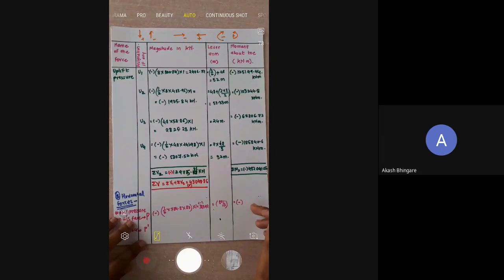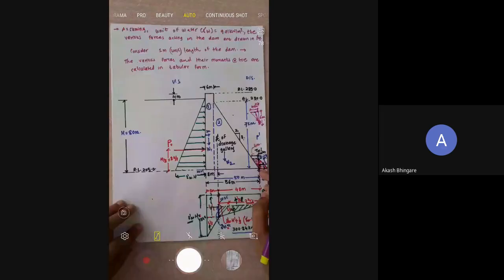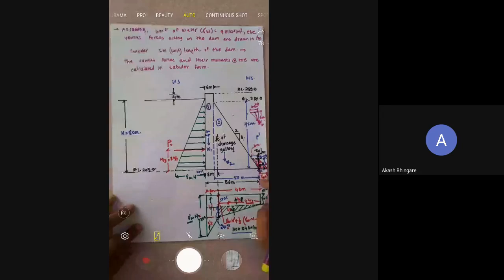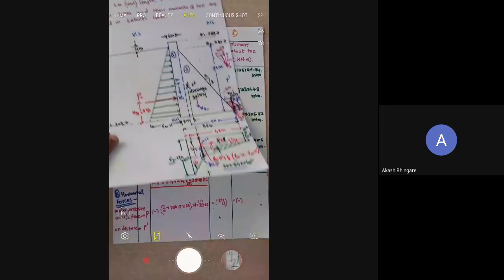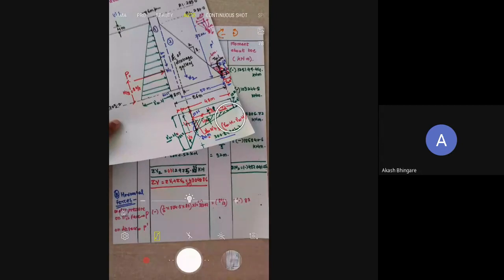Now for P dash, that is on the downstream side, there is water and height of that is 6 meter. So triangular pressure distribution is there. So first I will write that value h by 3. Check that. You take h by 3 as it is. So don't take 26.67 or something of that sort. You take h by 3.